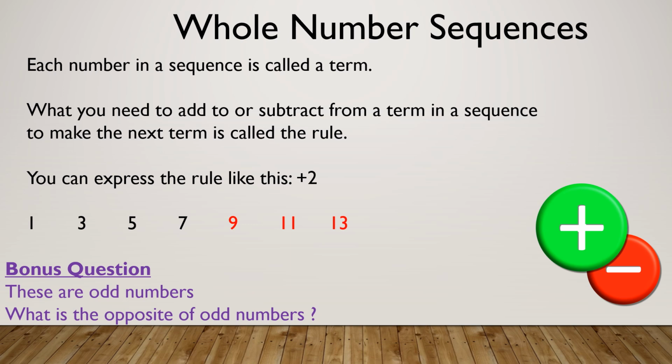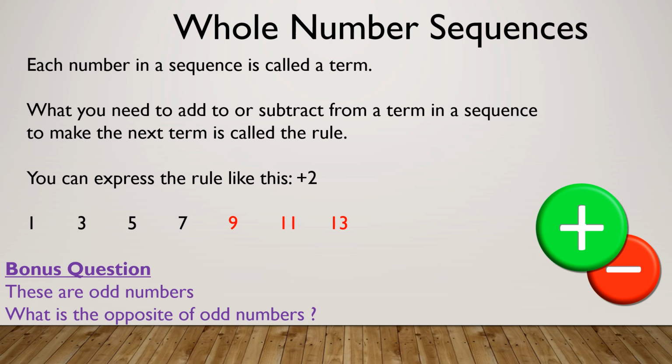Now let's have a look at some vocabulary. This vocabulary isn't necessarily going to come up at entry 3. It'll come up further down your maths journey. However, let's start learning these words as soon as we can. So each number in a sequence is called a term. When we need to add or subtract from a term in the sequence to make the next term, this is called the rule. So in the first example, I gave you the first 4 terms of a sequence and I asked you for the next 3 terms. And to do that, we needed to work out the term-to-term rule. So each of these, I was adding 2 each time.